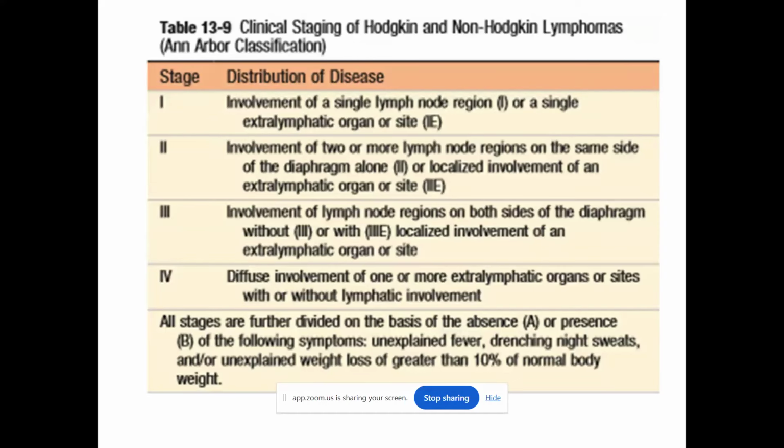So coming to Hodgkin's lymphoma, we have a staging called the Ann Arbor classification. We have staging from stage 1 to stage 4 according to the number of lymph nodes and which site is affected, whether it is on the same side of the diaphragm or both sides. Like that, we can divide the tumor into 4 stages.